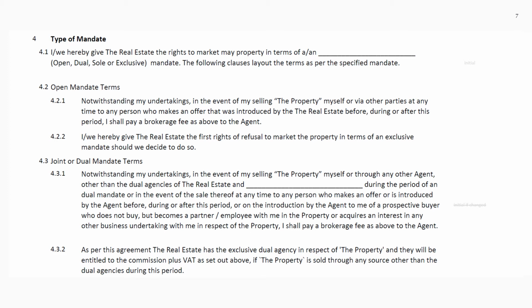On selection of a joint mandate or dual mandate, clause 4.3.1 would need to specify which other agency would be working on this joint mandate. We would request that we could discuss that with yourselves and suggest particular agents that we feel would work well on your property.